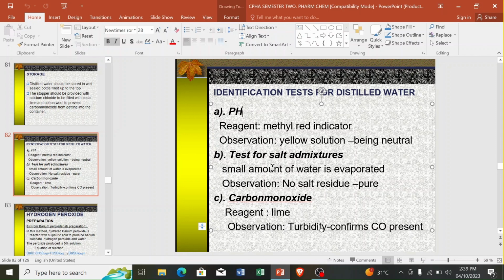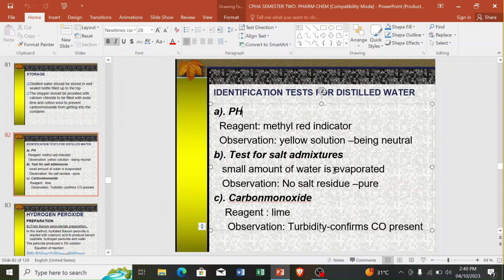With the salts, we are going to get a small amount of water and expose it to heat, or we call it evaporating it. We get water, put it in a petri dish or anything that can heat up the water, and then you leave it to evaporate. If by the end of the process, when all the water has been evaporated and there are no salts left on that container you used, that will show that there are no salts.